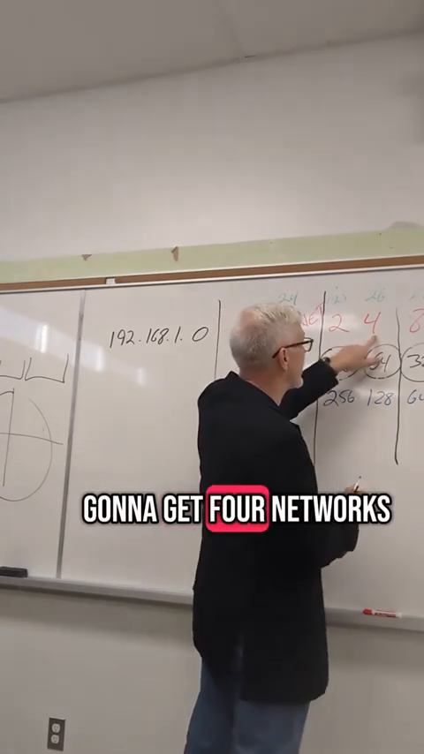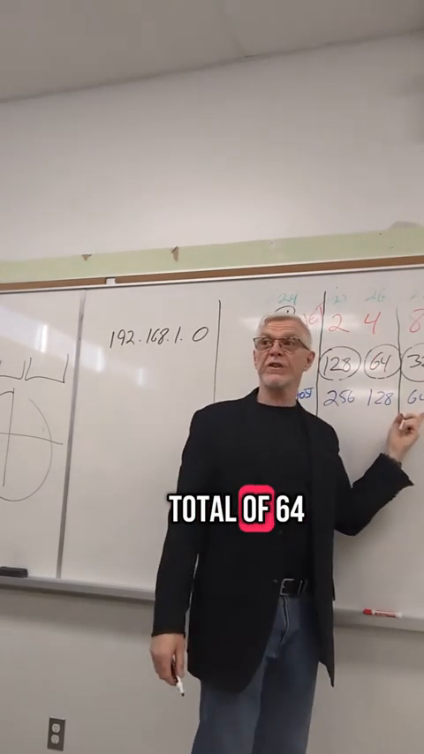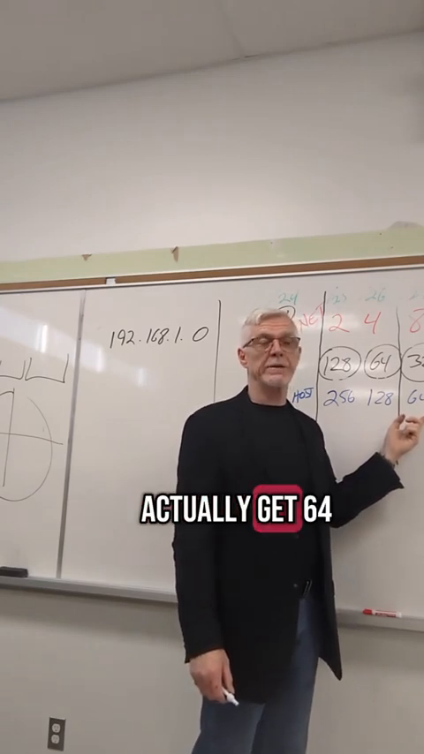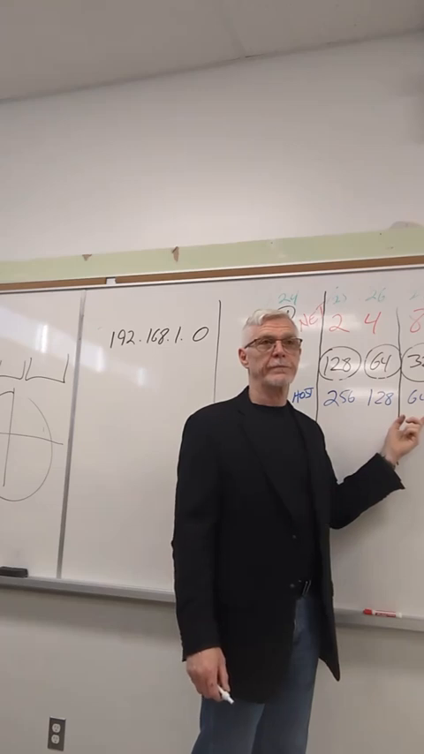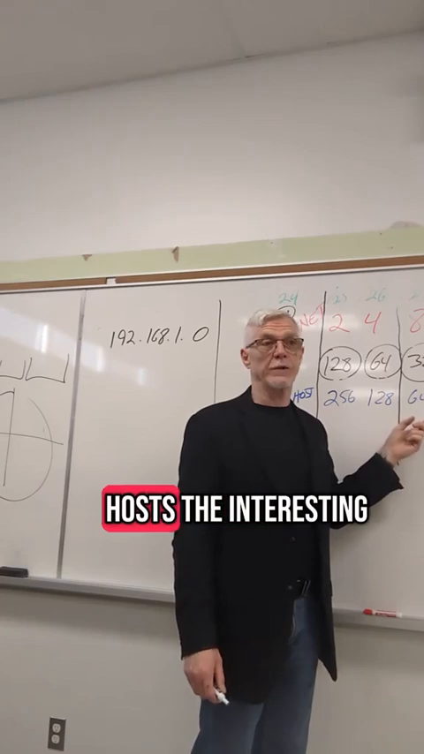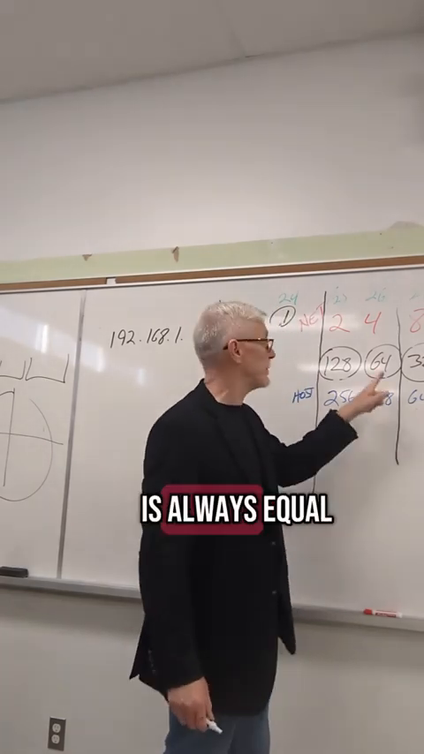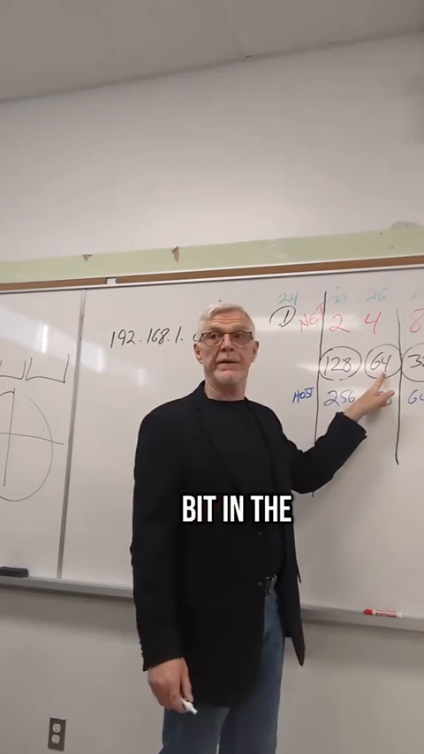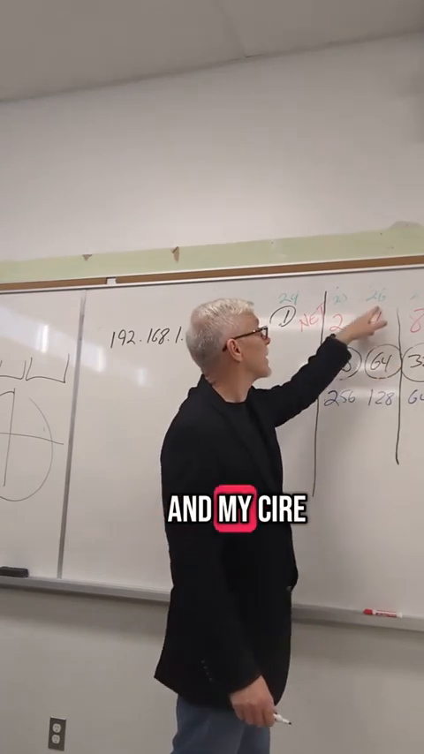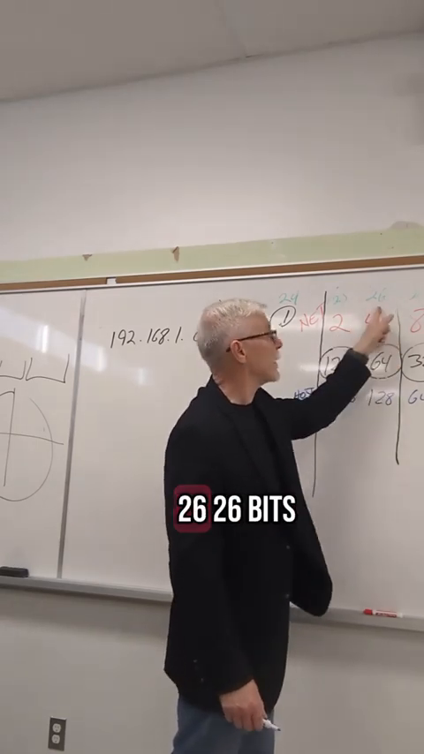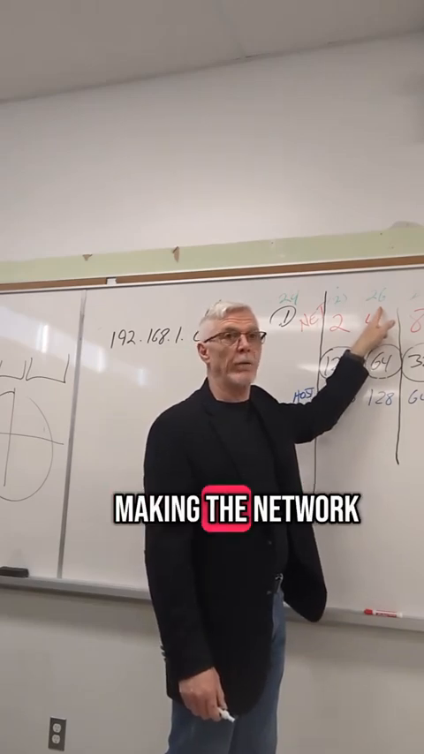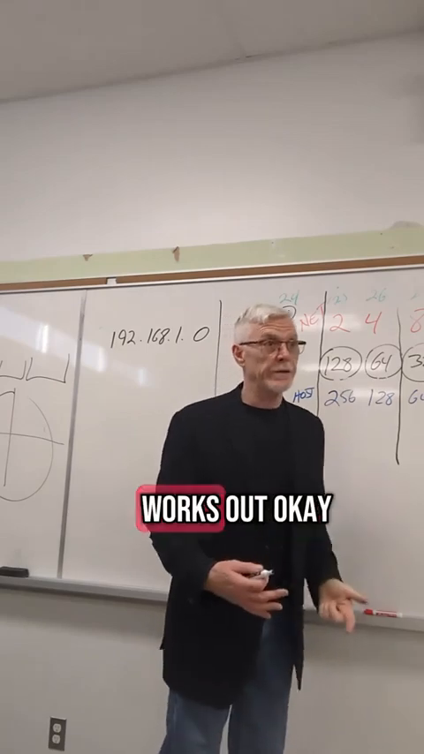So I'm going to get 4 networks, giving me a total of 64 hosts per network. But do I actually get 64? I lose 2. So actually I'll have 62 hosts. The interesting thing is the network increment is always equal to the last bit in the chain. Okay? Make sense? And my CIDR value is now 26. 26 bits are involved in making the network. Let me show you how that works out, okay?